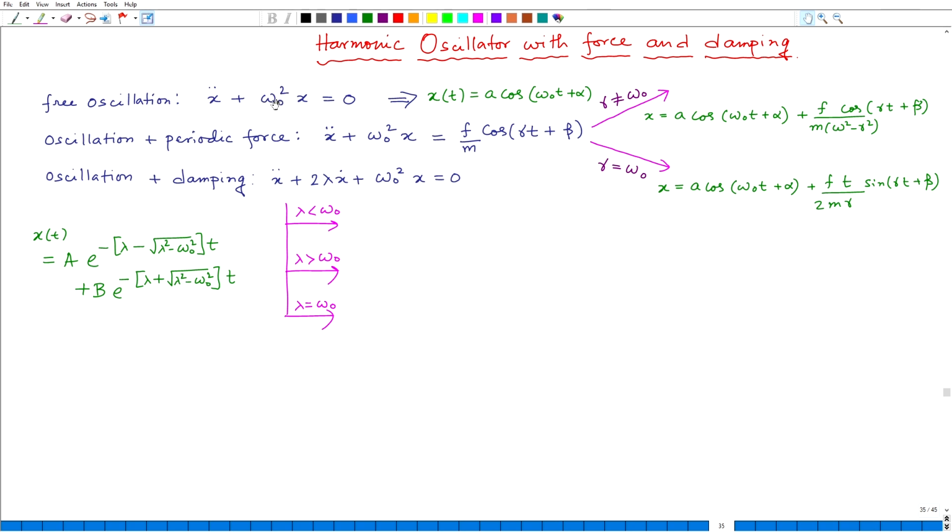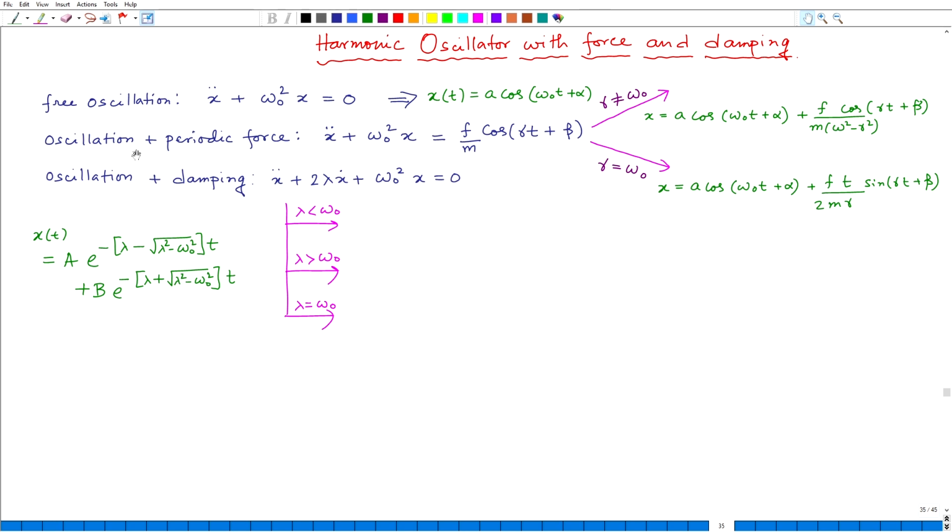Now, we know that omega 0 is the natural frequency of the oscillator, and the solution is simply x of t equals A times cos of omega 0 t plus alpha, where alpha is the initial phase, omega 0 is the natural frequency, and A is the amplitude.